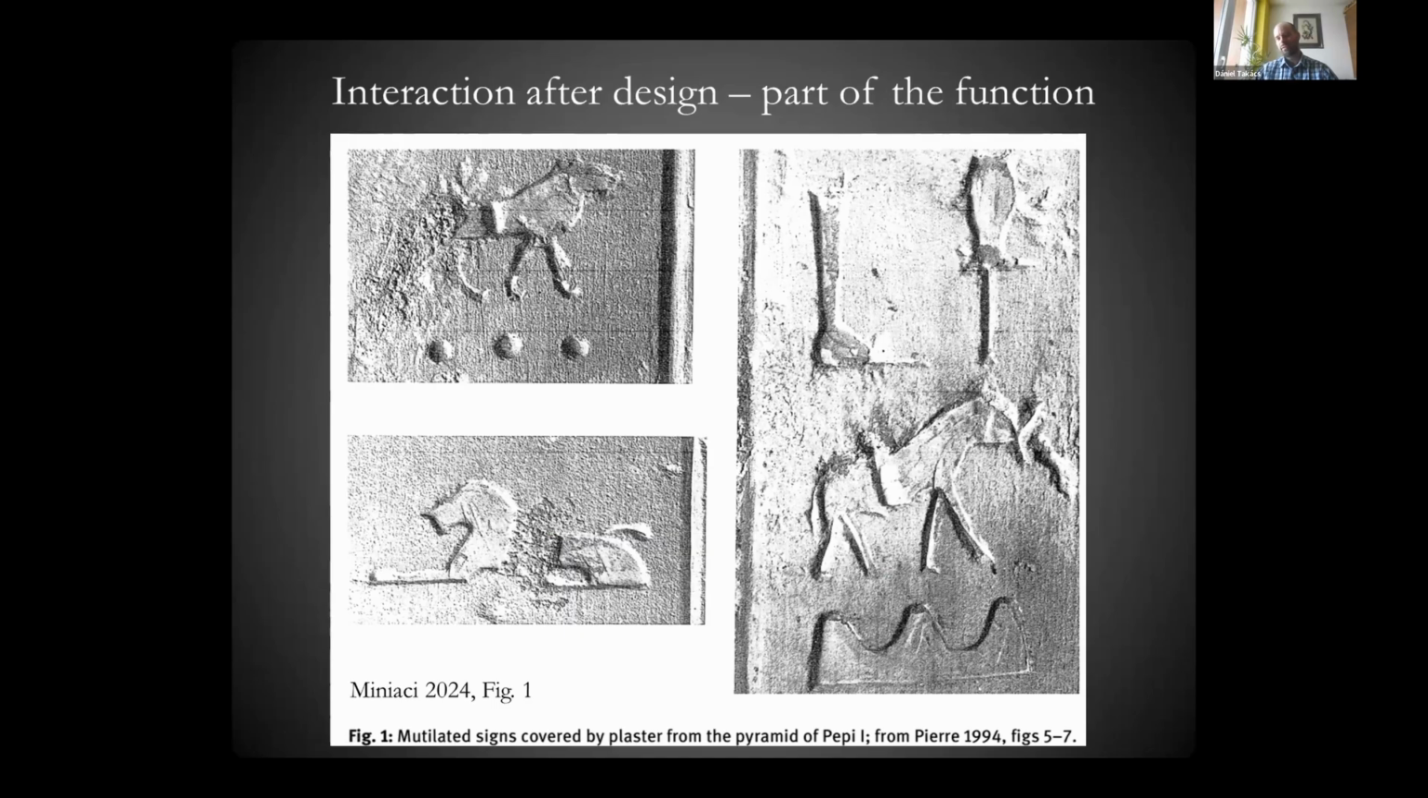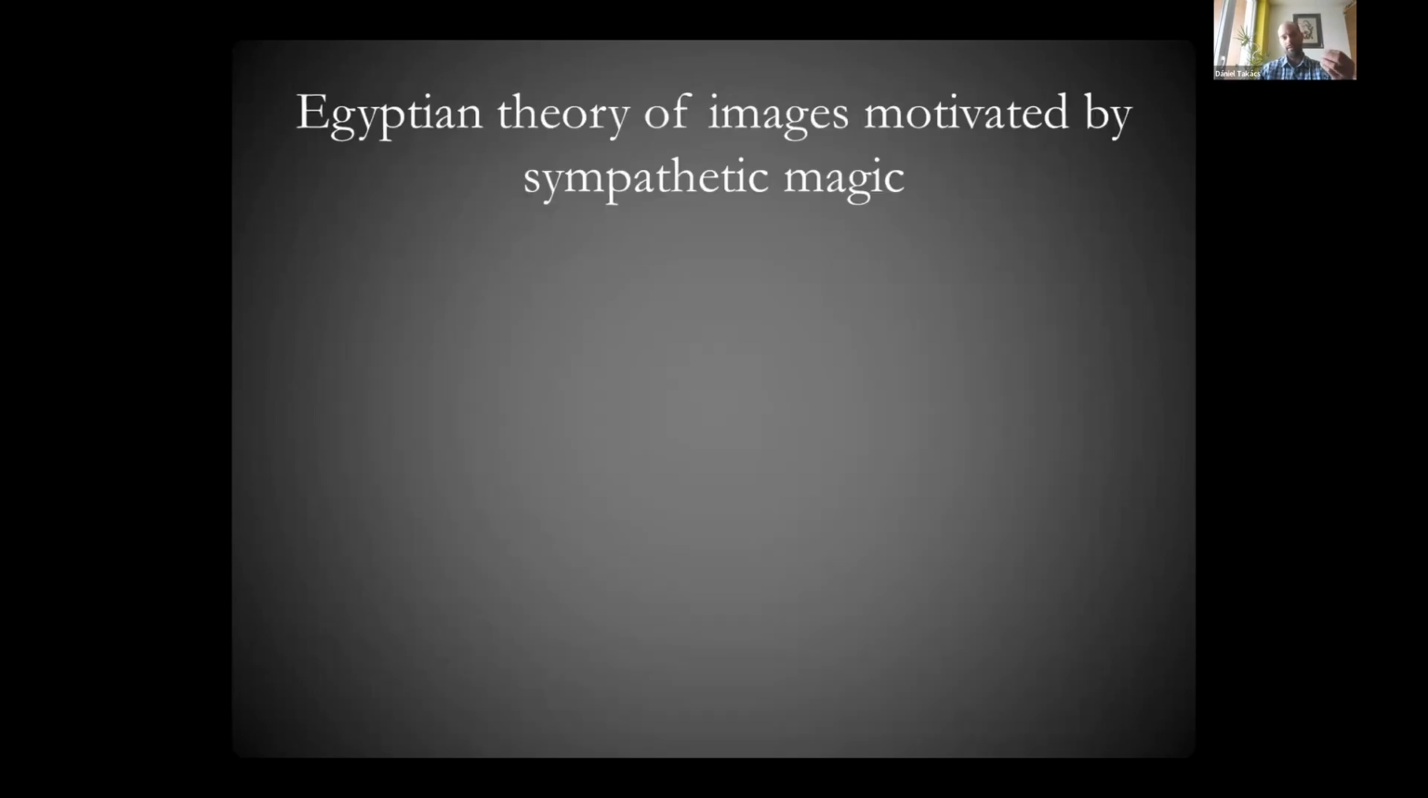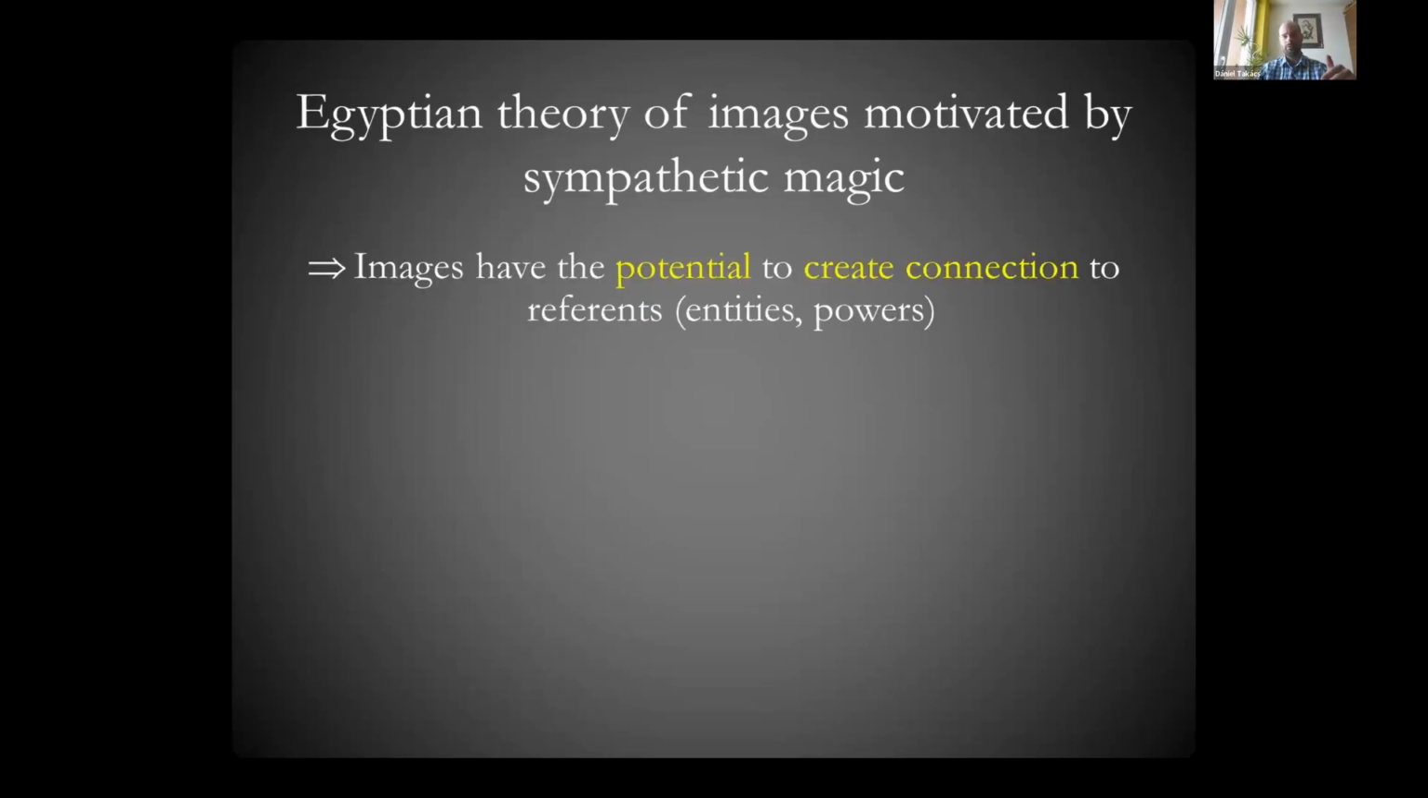And the interaction in every single case is basically the idea that all those images are able to somehow instantiate their reference. They have a potential to create a connection to their reference, whether it's a certain entity like a lion or an image of a god, but it can also be abstract powers, like, for example, the Ankh sign that represents life, which everybody knows. So they have this potential to create a connection to their reference. They are able to instantiate those references.